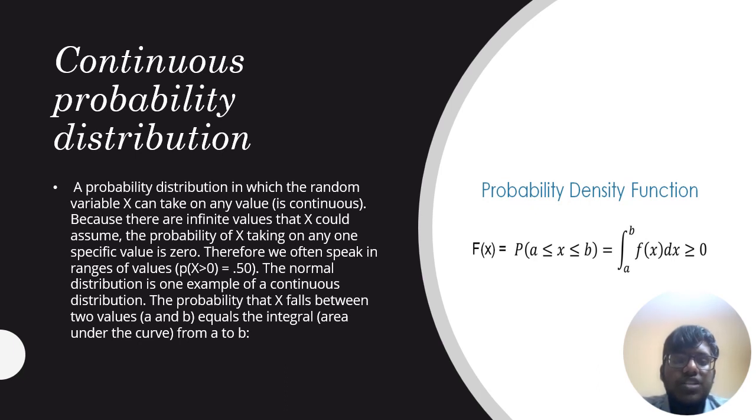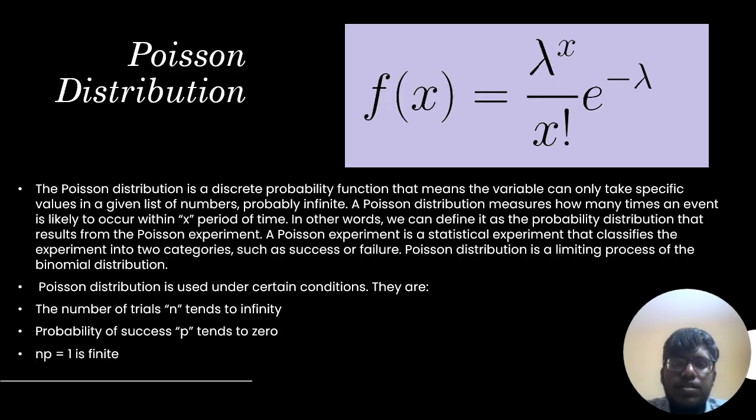The probability that x falls between two values a and b equals the integral, the area under the curve from a to b. According to the formula, we can see that P of a less than or equal to x, which also should be less than or equal to b, is given by the integral from a to b of f of x dx, which should be greater than or equal to 0.